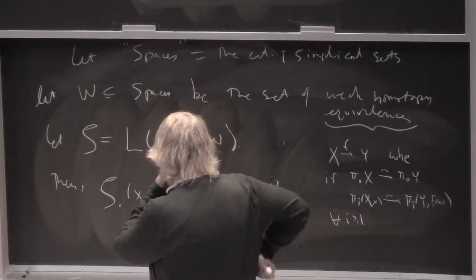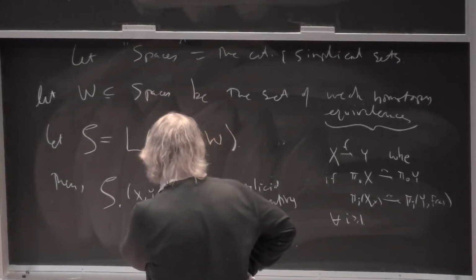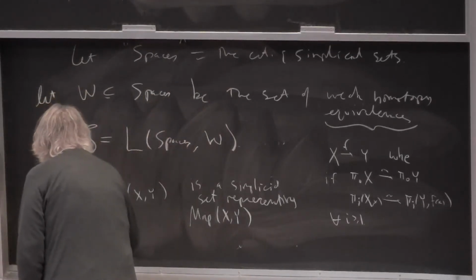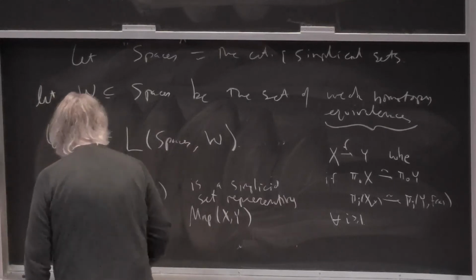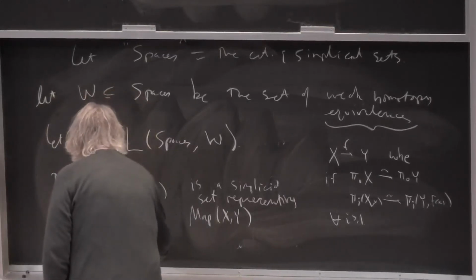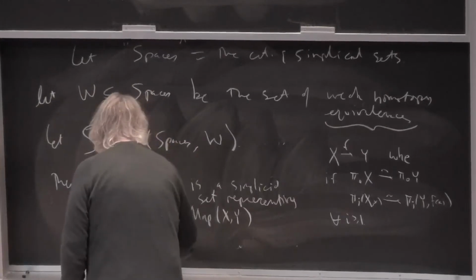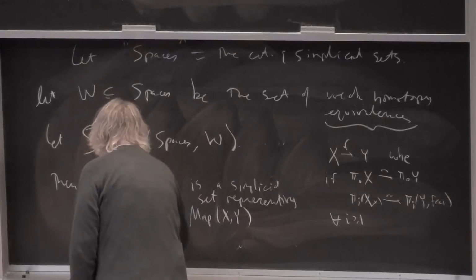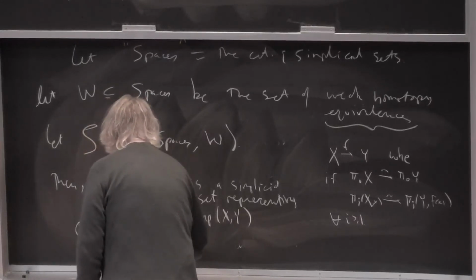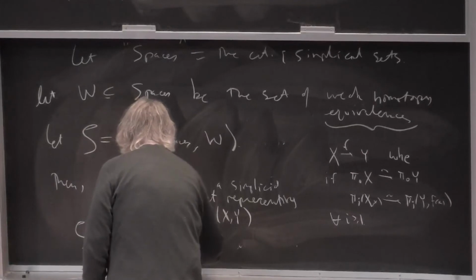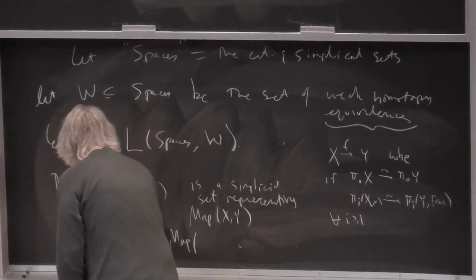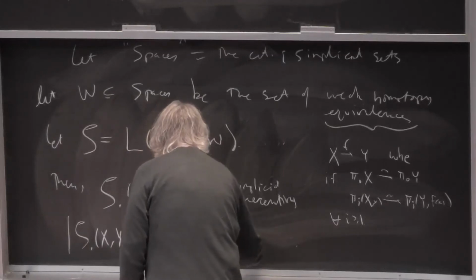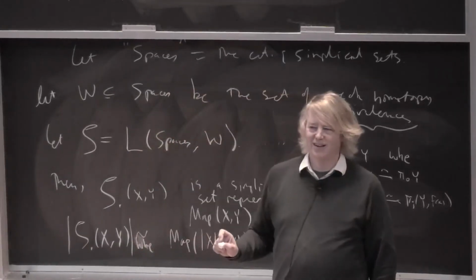So let's see, what's that going to precisely mean? I guess, somebody in the audience will tell me if this is wrong, but S dot of x to y should be weak homotopy equivalent to the space of maps from the realization of x to the realization of y. Does anybody have an objection there?